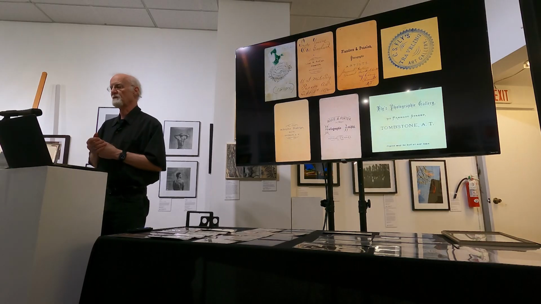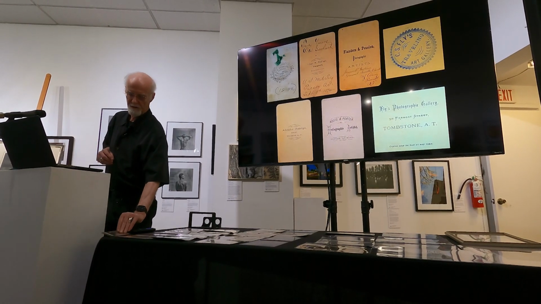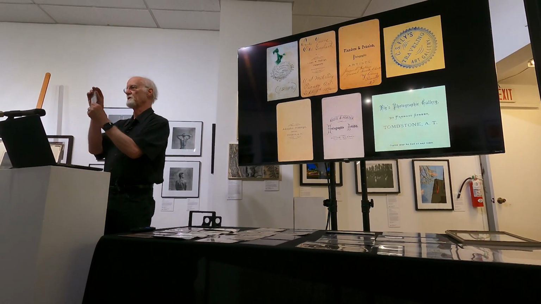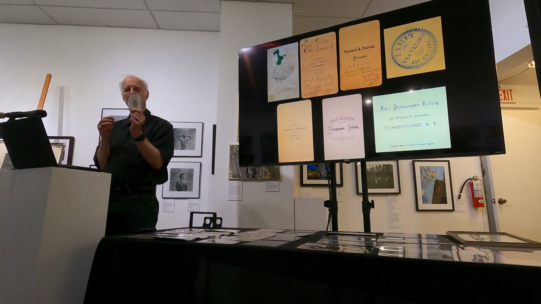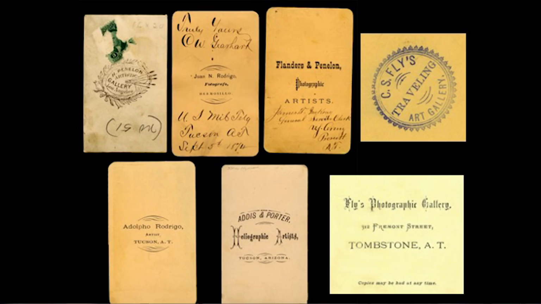Some of the other photographers, these are imprints on the back. Many of these carte de visites and stereo views have an imprint on the back that was advertising for the photographer. So these are examples of some of the imprints. Henri Penland from California. There's Juan Rodrigo and Adolfo Rodrigo. They were partners in the studios in Tucson. Addison Porter had a studio in Tucson as well. C.S. Fly. The C.S. Fly traveling one on the top is from California when he was coming back and forth to Arizona before he had a studio here. So these are other ways to look at it.